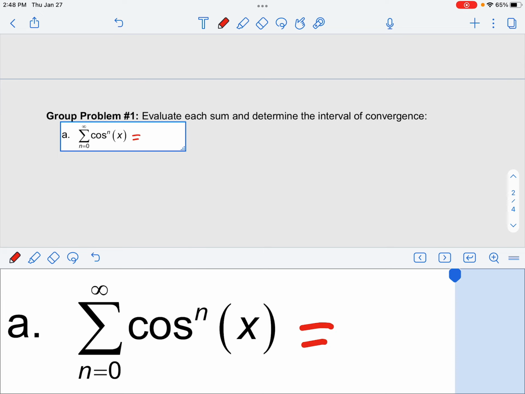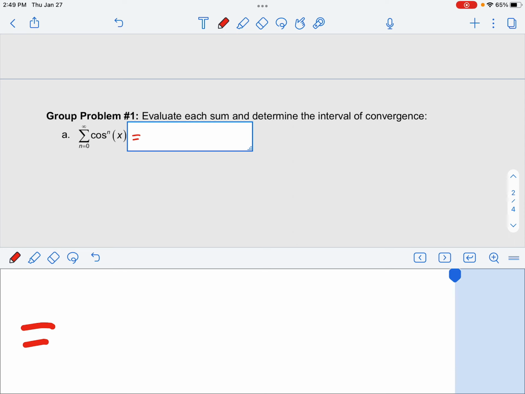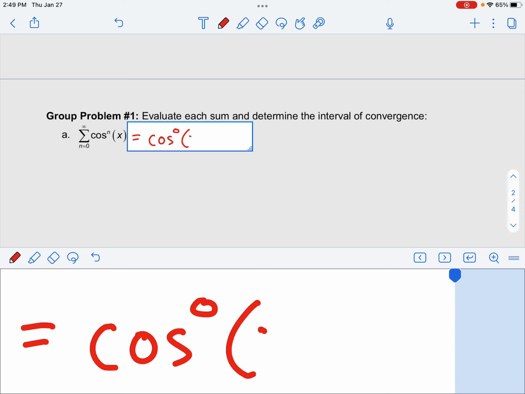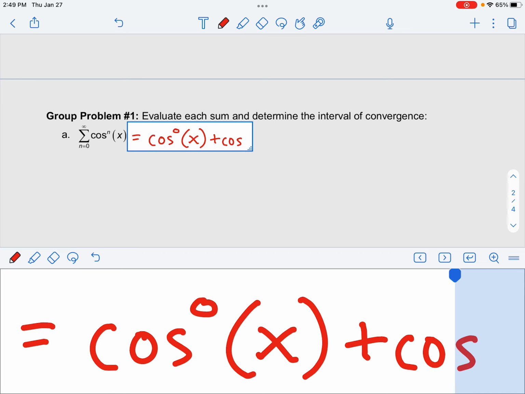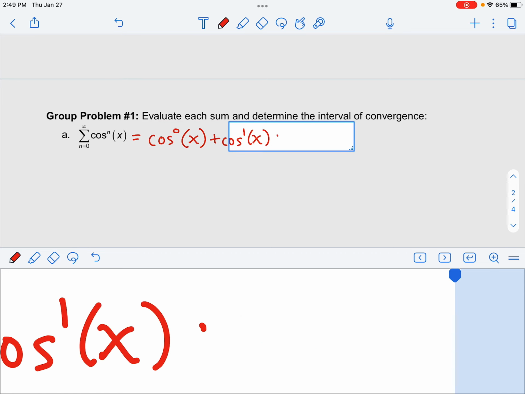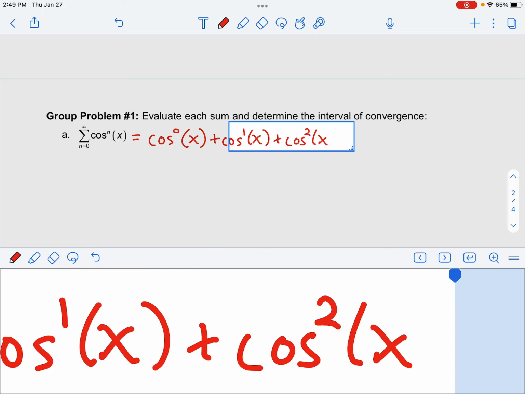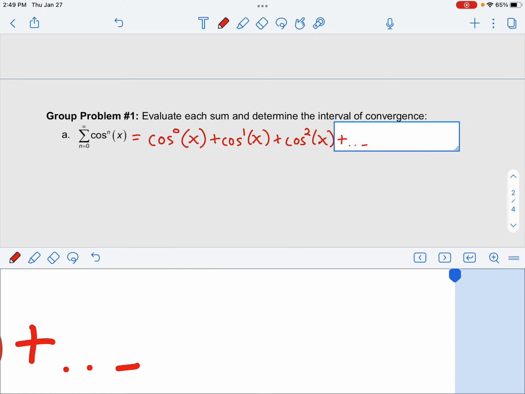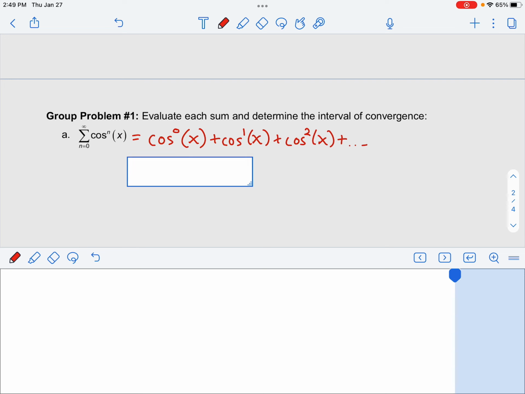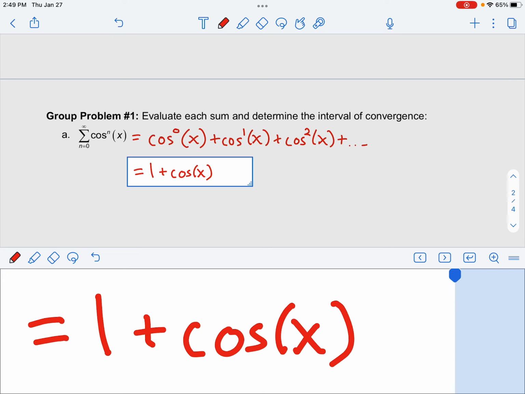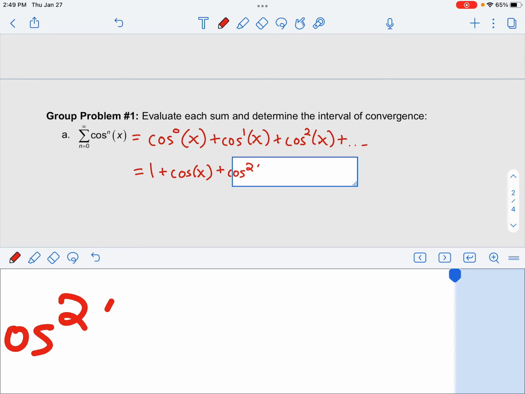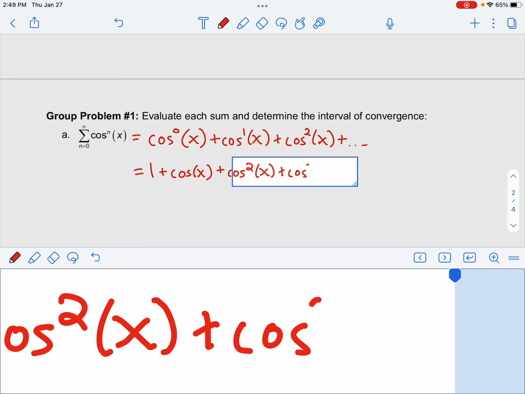Again, let's look at the first few terms, just to get a sense of what's going on here. The first term is cosine of x to the 0. Then we would get cosine of x to the first, cosine of x squared, etc. So it looks like we're multiplying by a cosine every time. We start with 1, because that's anything to the 0, plus cosine of x, plus cosine squared, plus cosine cubed, etc.